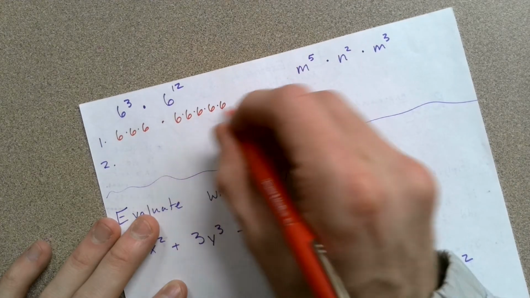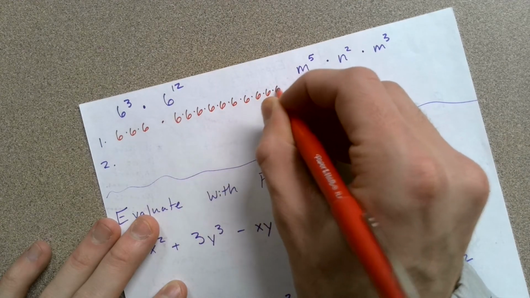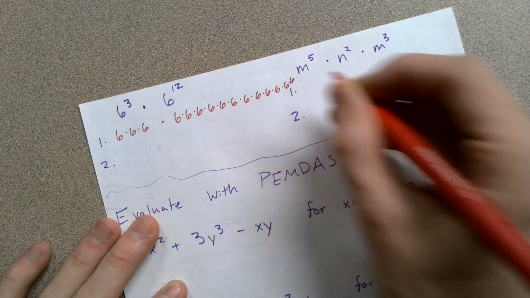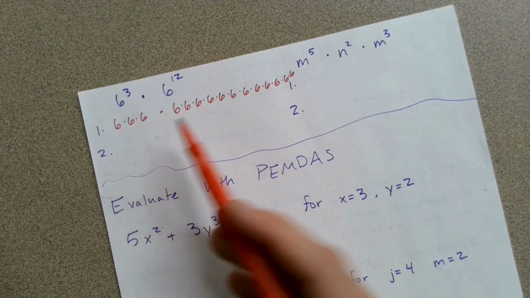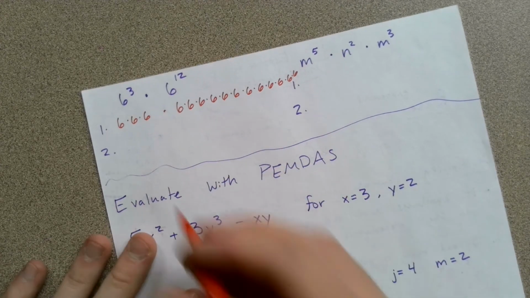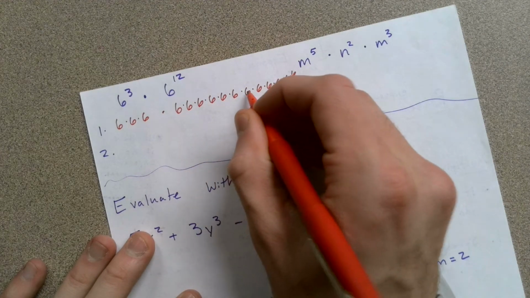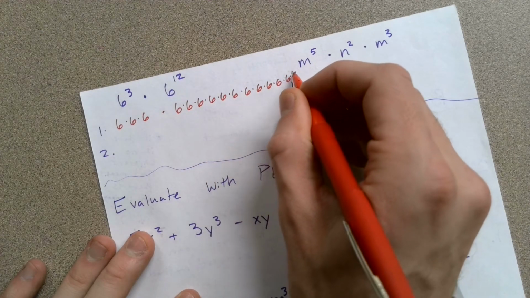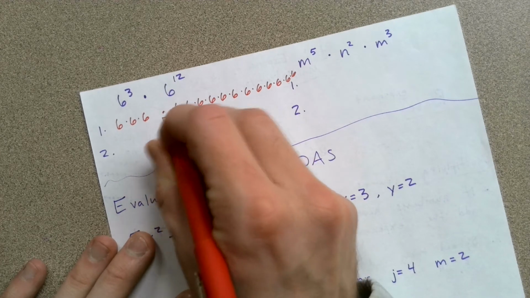See if I have enough room. There's 5, 6, 7, 8, 9, 10, 11, 12. Oops, I went a little bit into the next one. That's okay. Now you're starting to see why the second method might be better here. Let's count them up. 1, 2, 3, 4, 5, 6, 7, 8, 9, 10, 11, 12, 13, 14, 15. 6 to the 15th power.